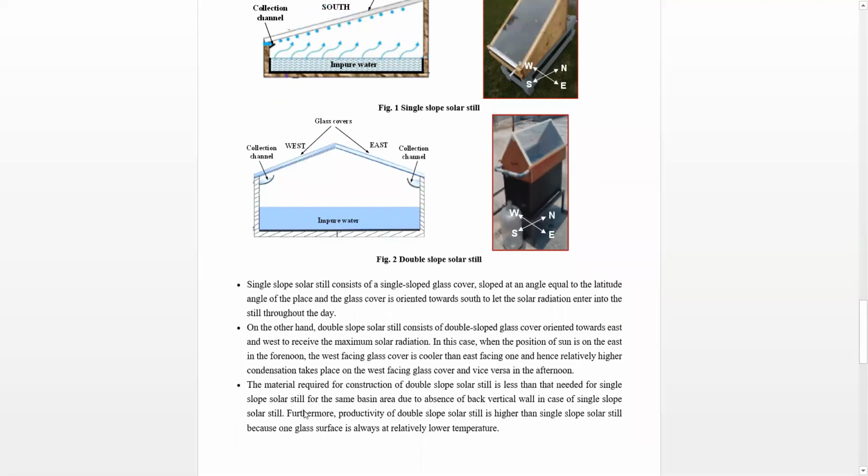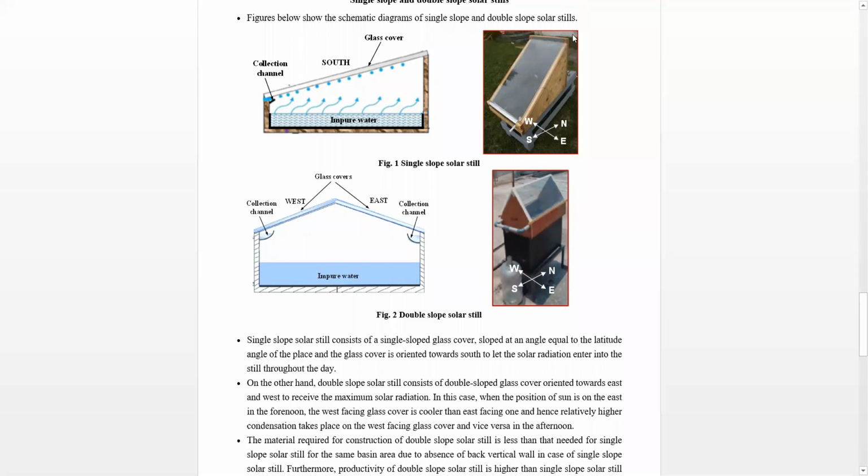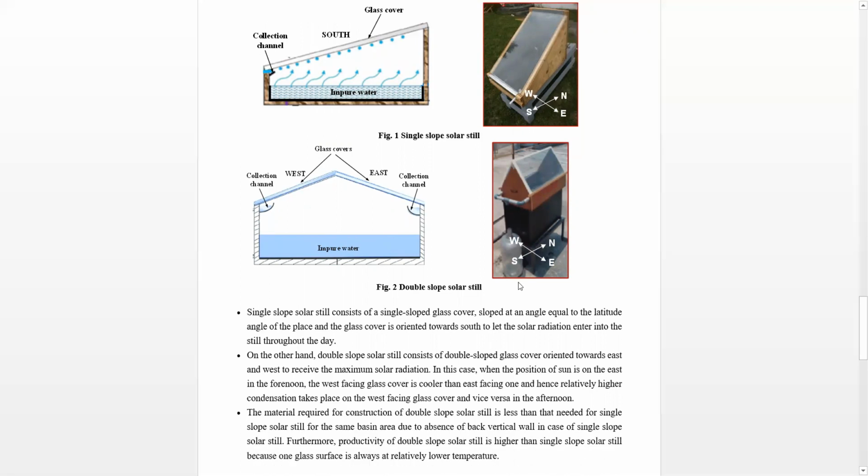The material required for the production of a double slope solar still is less than that needed for a single slope still for the same basin area, due to the absence of a back vertical wall. So here you can see that for the same basin area, that is, the basin is this one, so this dimension multiplied by this dimension. If the basin area dimension of both stills is the same, then lesser material is required in the case of the double slope solar still, because there is no back wall as in the case of a single slope solar still, whereas the glass cover requirement is almost the same, right?